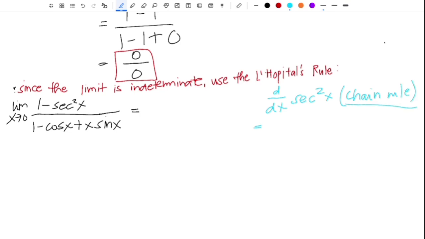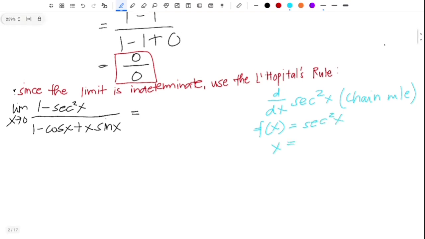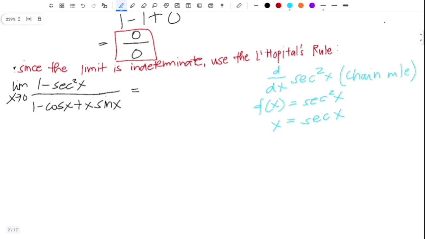Okay. For our f of x, this is how I use chain rule, a simplified way of solving, to avoid confusion. If you are confused with the chain rule form, you can use this simplified way of solving of mine. Our f of x is secant x squared, and here I will identify which one is x. Our x here will be secant x. Since we identify the f of x and x, we will derive both, and we will multiply both after we derive them.